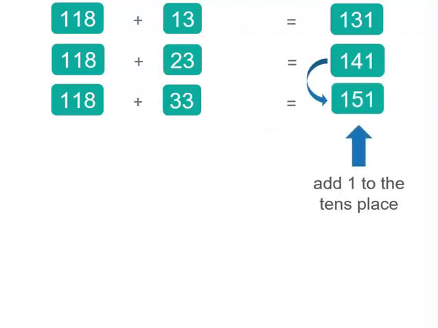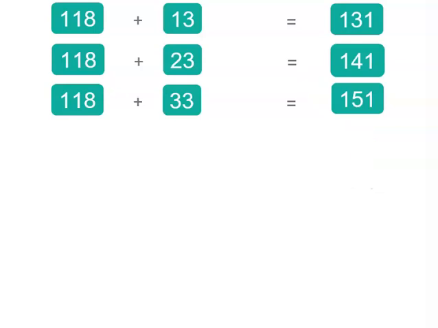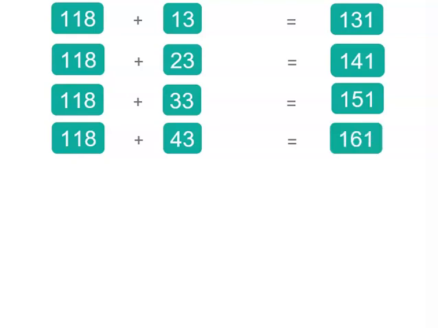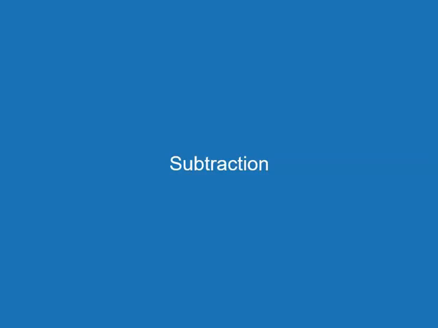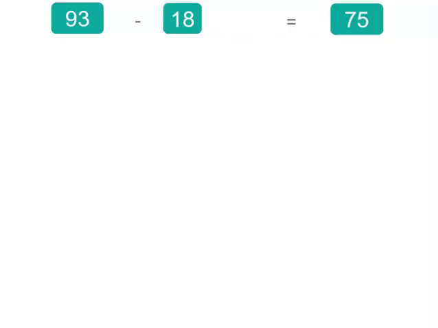And that means 151. And we don't need to check the other part now because we can see why it's doing that. So you could keep going. 161. We're adding on an extra 10 each time, so our answer's getting bigger by 10. Now subtraction works exactly the same way. Let's look at one where we also have regrouping.